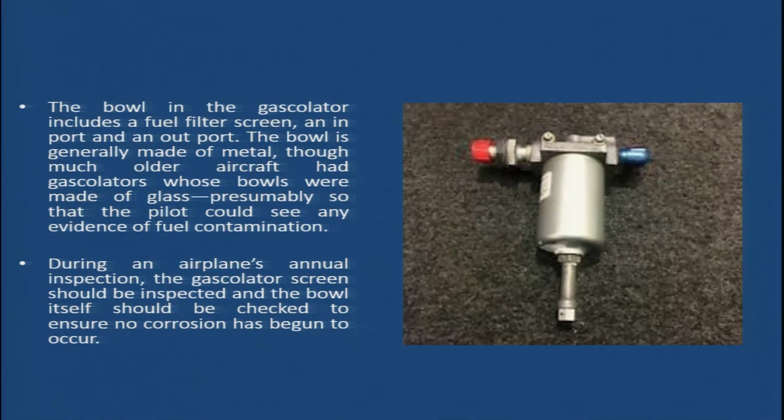During an airplane's annual inspection, the gascolator screen should be inspected and the bowl itself should be checked to ensure no corrosion has begun to occur. So, as part of our annual inspection, the screen, the gascolator filter element needs to be cleaned, inspected, and the bowl itself needs to be checked for any presence of corrosion.